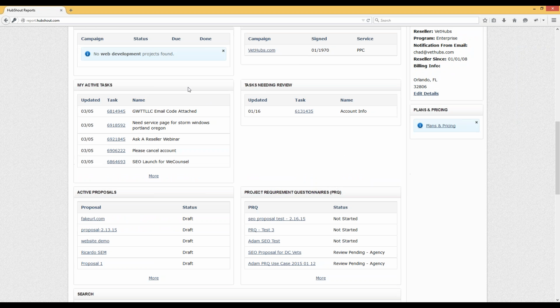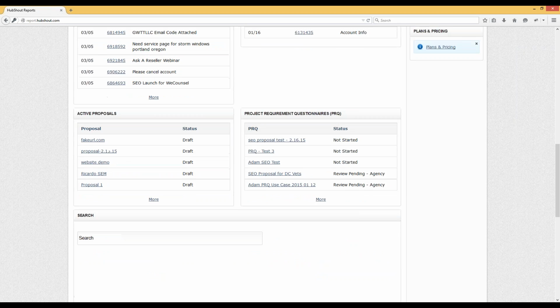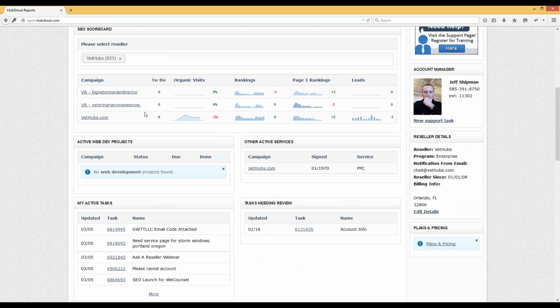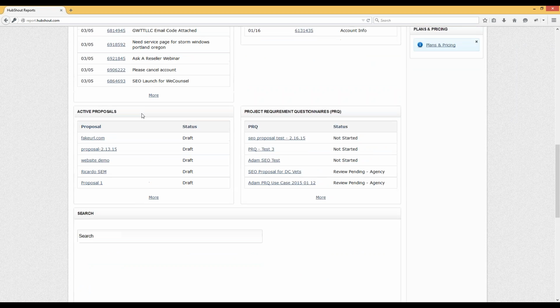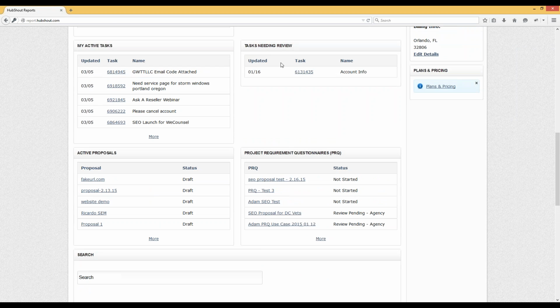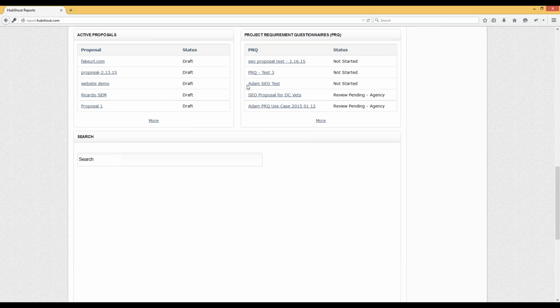And then there are 2 other important modules here. One is My Active Tasks. What that's going to do is show you the last task that you updated, so it's the most recent updates that you made. And then the tasks needing review are going to be all of the tasks that need your input to move forward. Final 2 things here are active proposals and project requirement questionnaires.